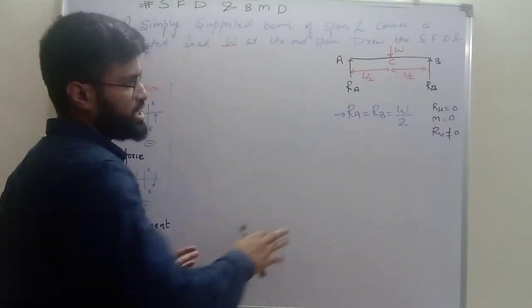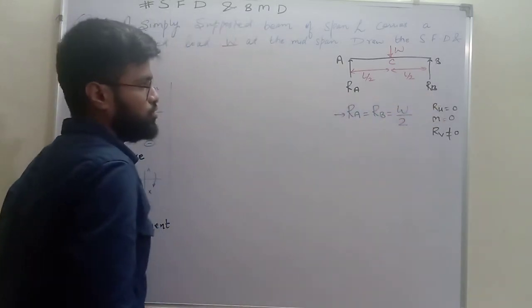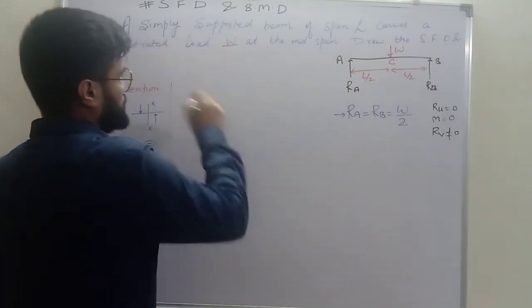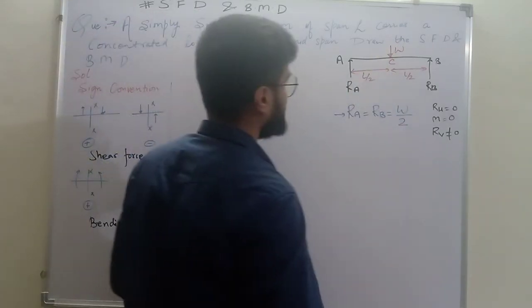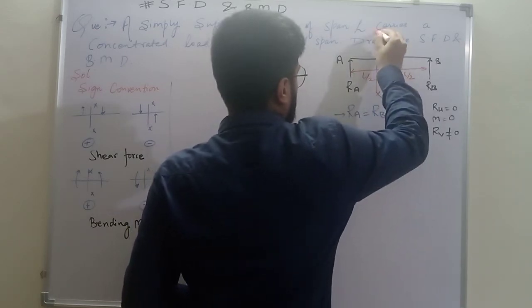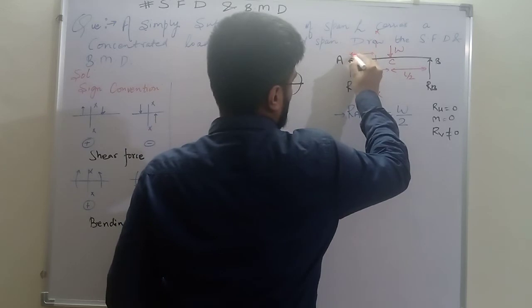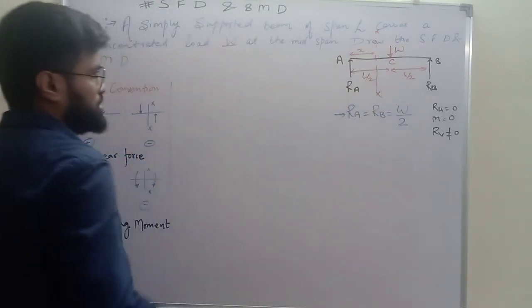So now we know the reactions. Reactions at A and at B are both W by 2. Okay. Now we want to draw a shear force diagram for this problem. So we take any section. Consider we have taken a section XX, and this section is at a distance of X from point A.